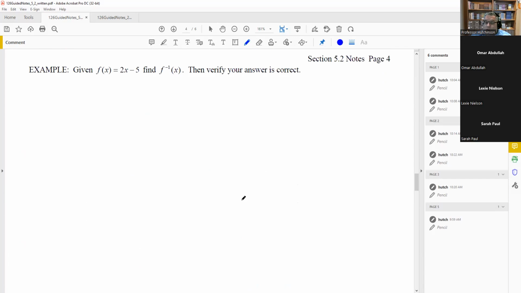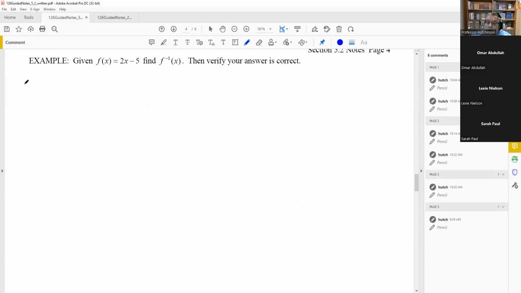All right, so first thing we want to do, step number 1, and I'll label that. Step 1 is we want to replace the f of x with a y. Originally we're given f of x equals 2x minus 5. So now we're going to do y equals 2x minus 5. That's step number 1. Step number 2 says that we have to switch the x and the y. So everywhere there's a y, we put an x. Everywhere there's an x, we put a y. So we just switch the x and the y there.